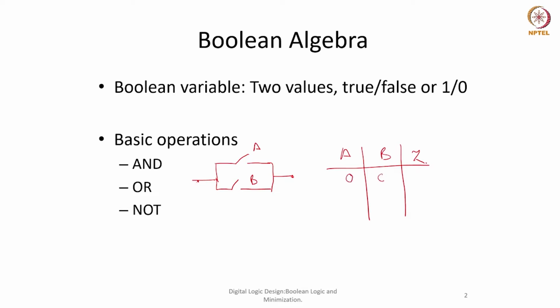So A is 0, B is 0, that means Z is also equal to 0 because both of them are not connected. So my output is also not connected. Now let us say one of them, let's say A is 1 and B is still 0. What is the output between these 2 points? Because there is a path from A, even though B is open, we will say that Z is 1. Similarly, if A is 0 but B is 1, then also output is 1, and if both of them are 1, then also output is 1. So this is the basic operation of the OR gate.